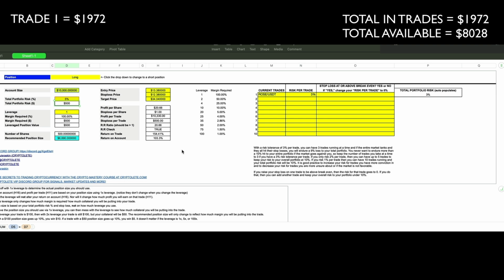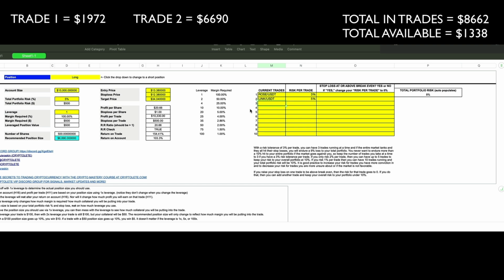So looking at the position sizing calculator, you put 13.38 as the entry price, 12.38 as the stop loss, and 34.04 as the target price. You're risking 5% of your portfolio on this trade because you're going all out on this one. So this position size is $6,690. So you're going to put Link and USDT right there, and you're going to put risk per trade, 5% into this trade right here. And this is going to be the second trade.